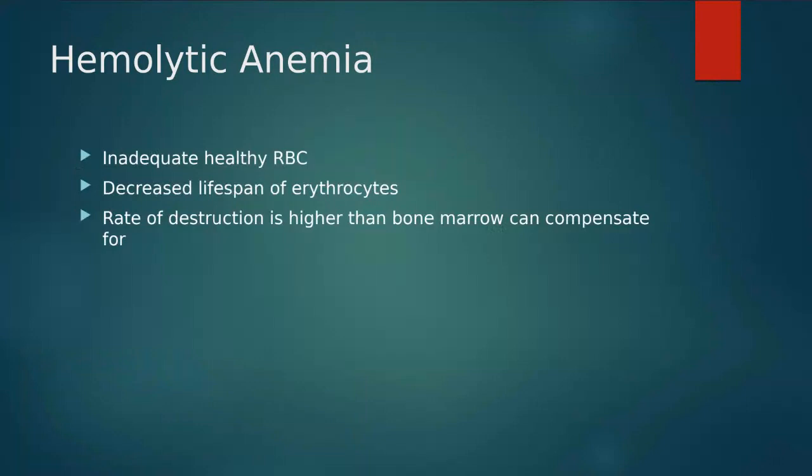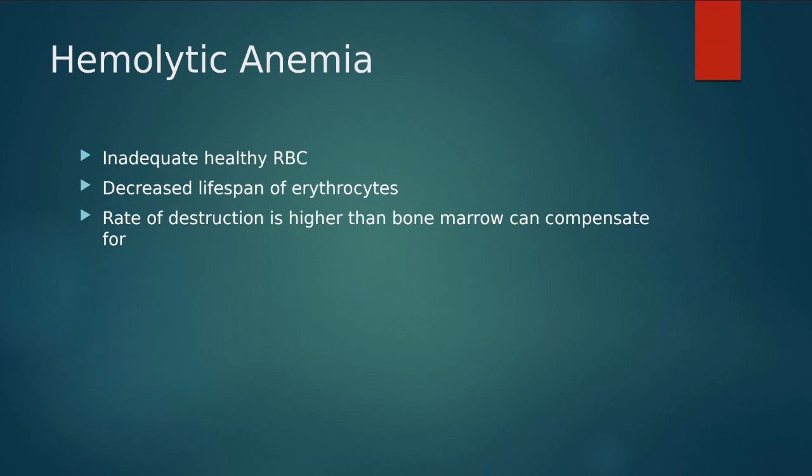Next, we have hemolytic anemia. This is actually not similar to sickle cell anemia, but they're both types of anemias, right? So hemolytic anemia is basically when we just don't have enough healthy red blood cells. There's not an abnormal shape to the red blood cells like sickle cell anemia. Hemolytic anemia is we just simply don't have enough healthy ones.